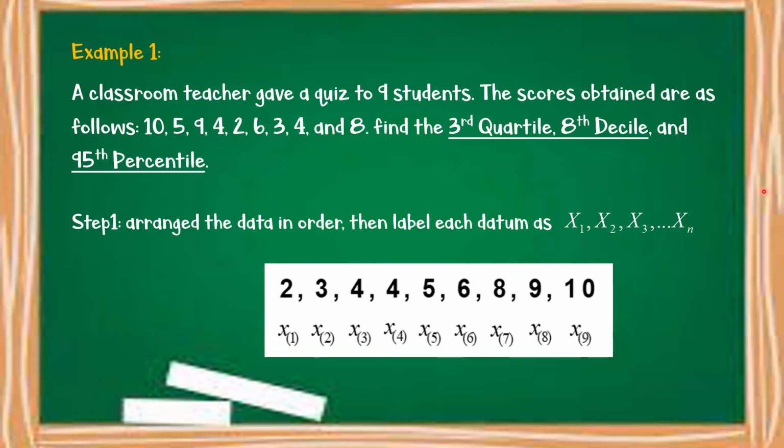So the first step is you need to arrange the data in order. As what we have read earlier, it should be in increasing order, from the lowest value up to the highest value. So it looks like this. We have 2, 3, 4, 4, 5, 6, 8, 9, and 10.